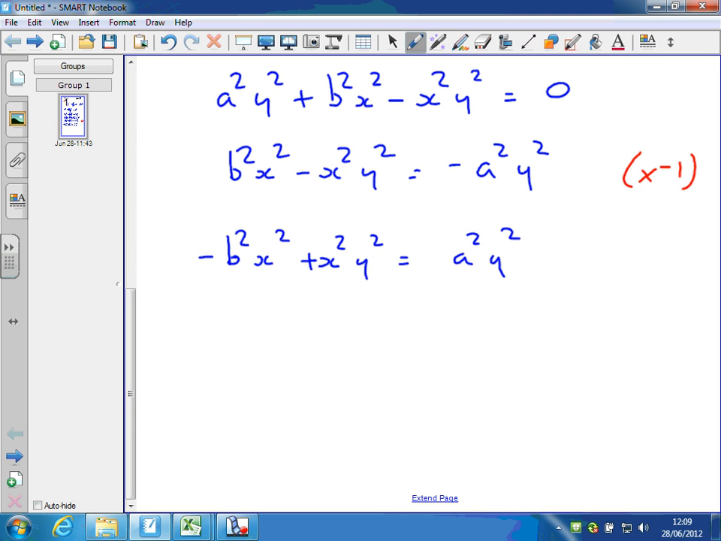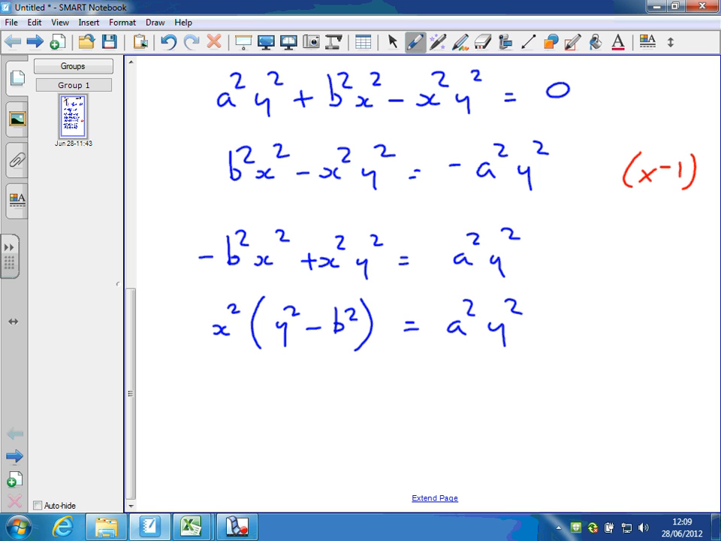Now when I factorize, I'll take x squared outside the bracket, I'm going to get y squared minus b squared. So I put the y squared term first and then minus b squared, equals a squared y squared. So hopefully you can see now that by multiplying through by minus 1, I've actually got rid of some of the negative signs, which helps.